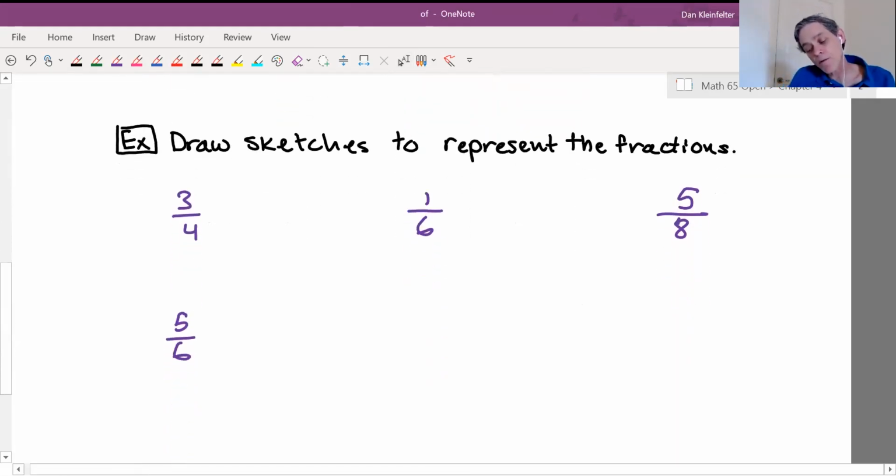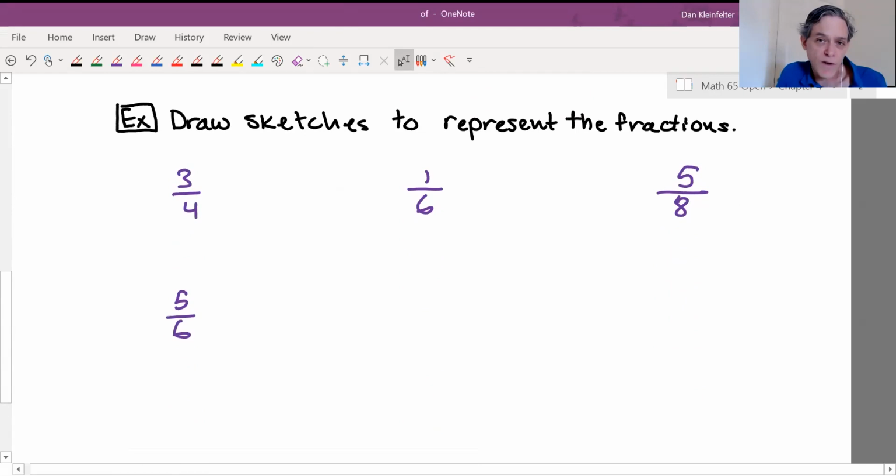Okay, in the next part, we want to draw sketches to represent these fractions. You can use circles. A lot of times people like pie pictures. If you're good at drawing circles, you could do that, or rectangles. Okay, so it doesn't matter. Just at this point, pause the video, see about drawing some of these sketches, restart the video, and then see what you got.